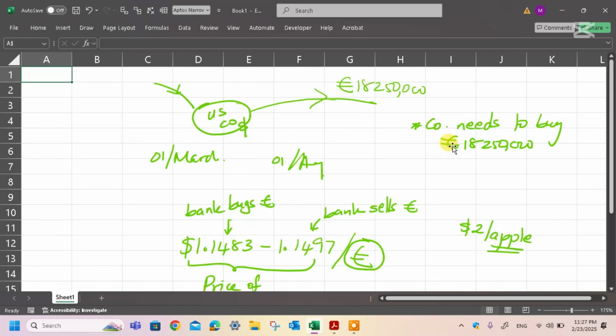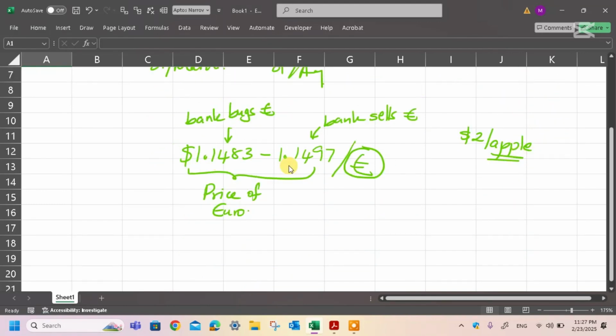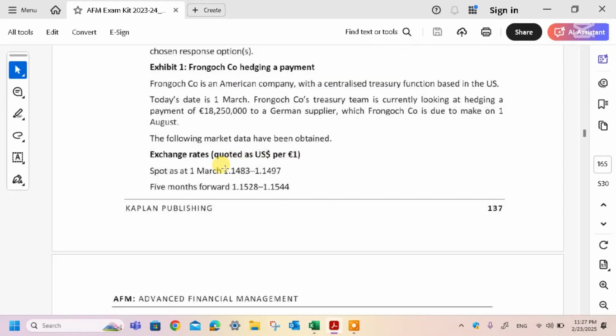What is our requirement? We need to buy euro. We need to buy euro means the bank has to sell us euro. The bank has to sell us euro means this rate is applicable, the higher rate. We are buying the euro from the bank. The bank always sells at the higher rate. So spot rate is given, forward rate is also given. In both cases, we will take the higher rate only.